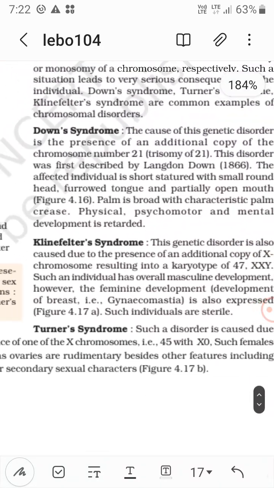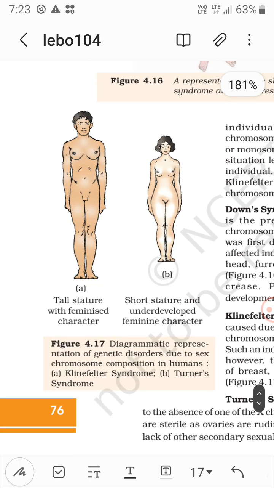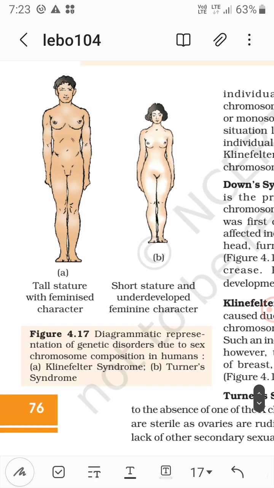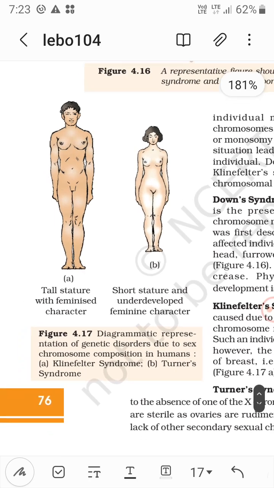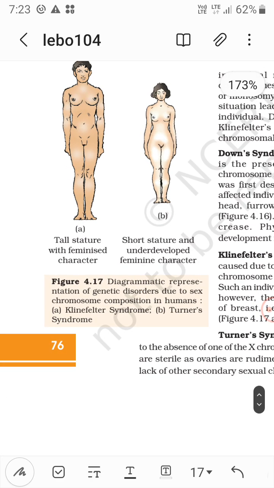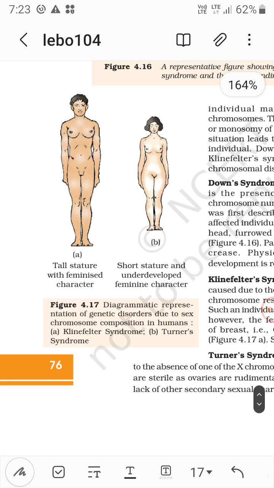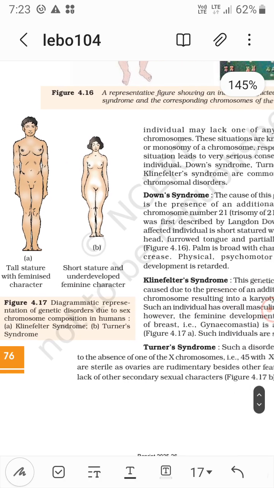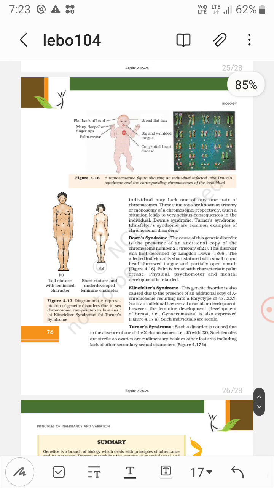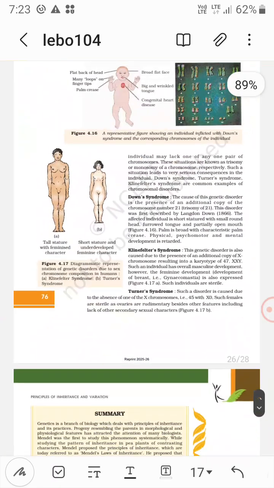So this is Down syndrome and Klinefelter syndrome. Then there is the tall stature with feminine characters, and the short stature with underdeveloped feminine characters, that is, it lacks the secondary sexual characters. This is the diagrammatic representation of genetic disorders due to sex chromosome composition in humans. The first represents Klinefelter syndrome, and the second represents Turner syndrome. And you can see, these are the chromosomal disorders.